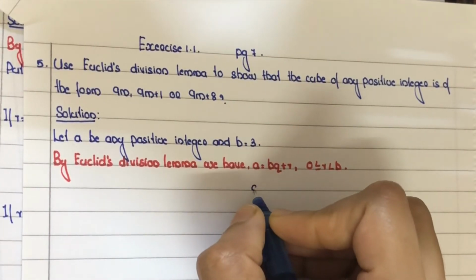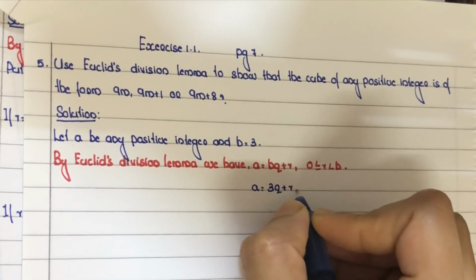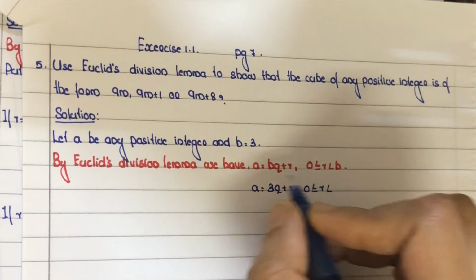Substitute that. That is a is equal to 3q plus r, 0 less than or equal to r less than b is 3.